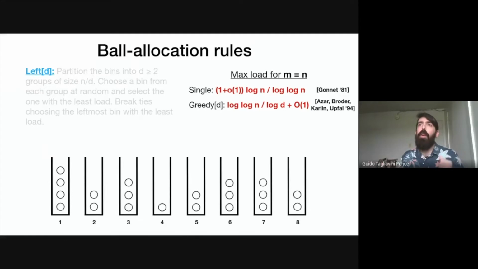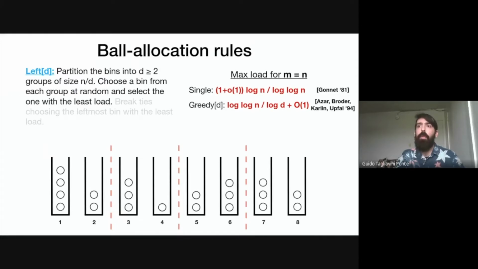It's very symmetric, so the next algorithm completely breaks that symmetry. This is Left d, and this is a longer one, so let me break it up. First, we partition the bins into d groups of roughly the same size, n over d. So let's say we want to do Left 4. Then we choose a bin at random from each group, and we select the one with the least load. For instance, we pick 1, 3, 5, sorry, it's a bit laggy, and 8. From these bins, you see that 5 and 8 have the minimum load. Finally, we break ties by choosing the leftmost bin with the least load. So in this case, we choose 5.